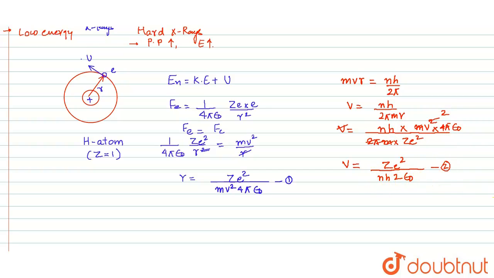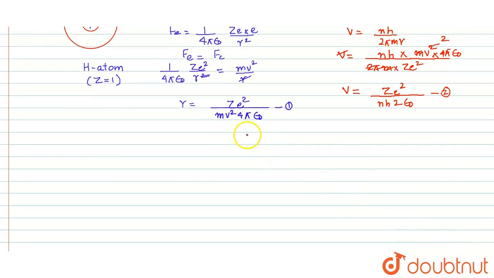Now once you know the value of V, you can put the value of V in r and you can find out the radius. So if you put the value of V here, you are going to get the radius as, you put the value of V square here, so radius will be simply equal to epsilon naught h square n square whole divided by pi m Ze square. Now this will be your radius. Let this be equation number 3.